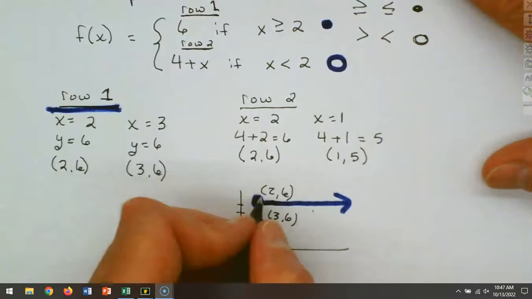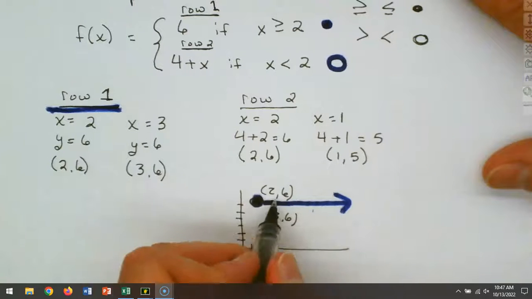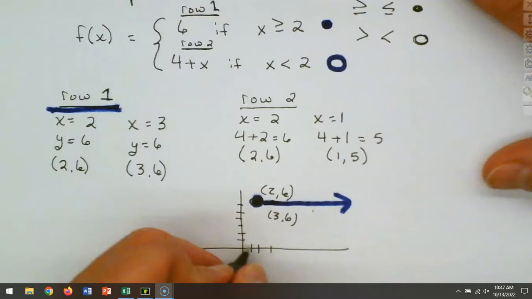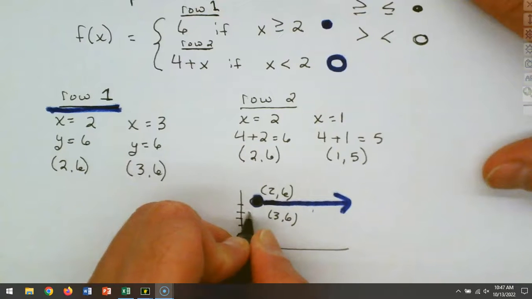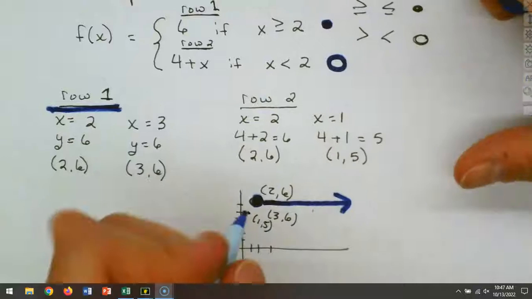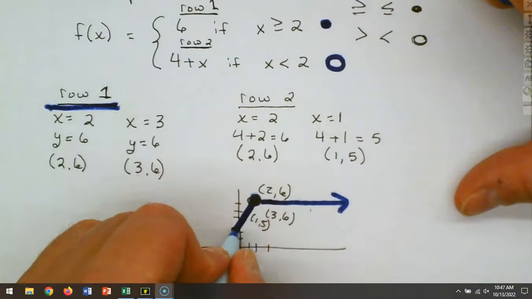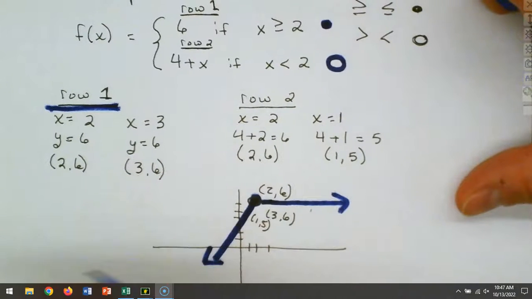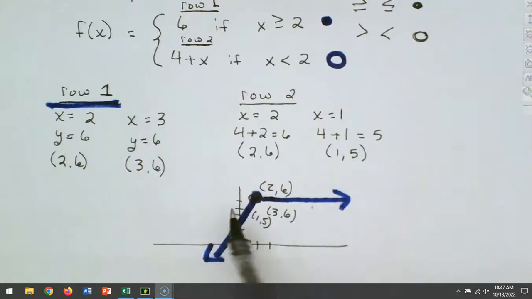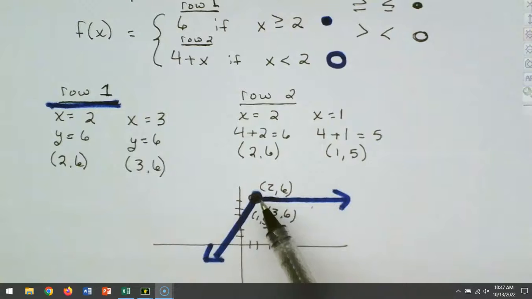Plot them. So this one's going to have an open circle here. It's the same (2, 6). What's my next point? (1, 5). So (1, 5) is right here. It's going to go together and make a line like that. Okay, because it's going down. So see how they're done in pieces, in sections. This section from here on is a constant. This part for row 2 is what? Going down. Right?